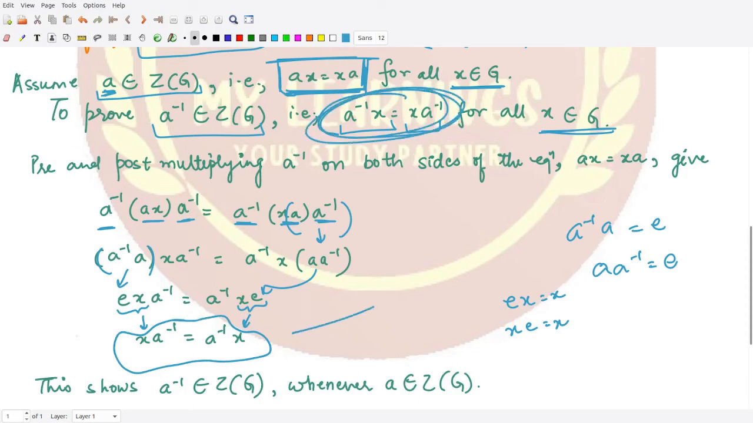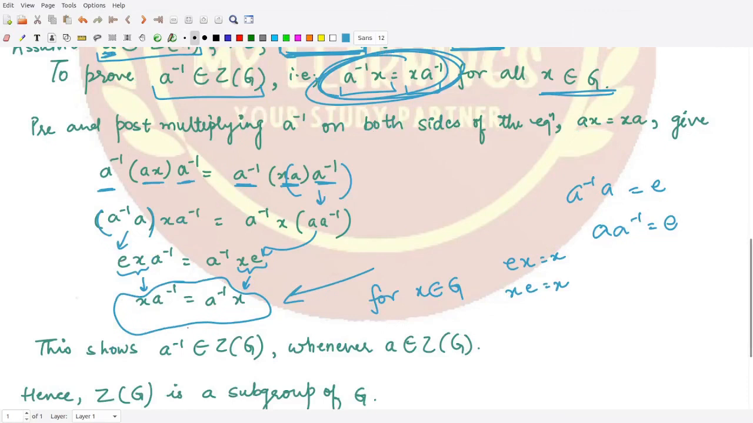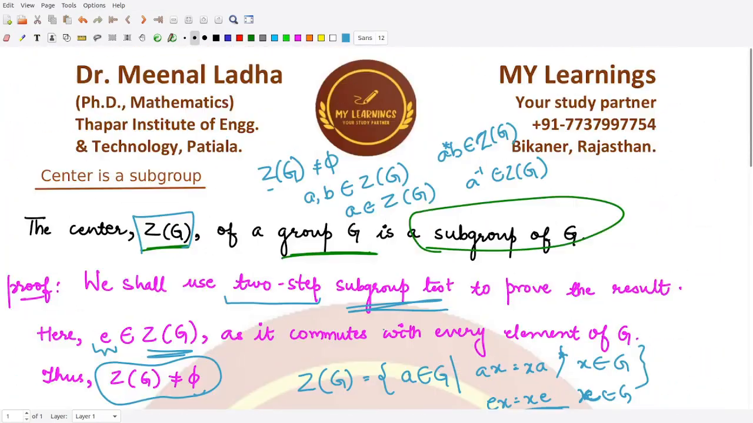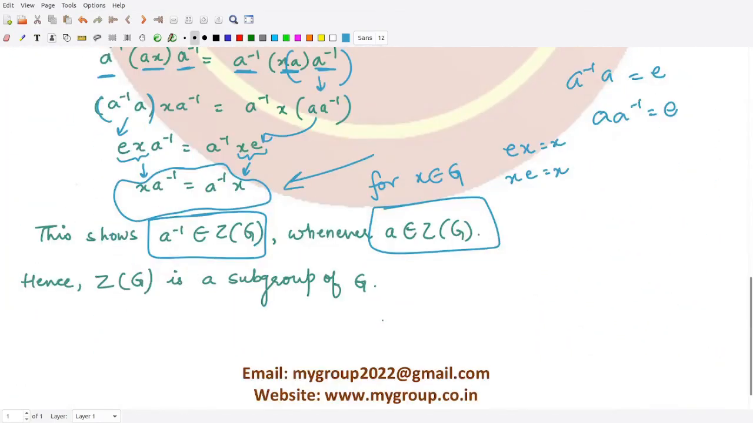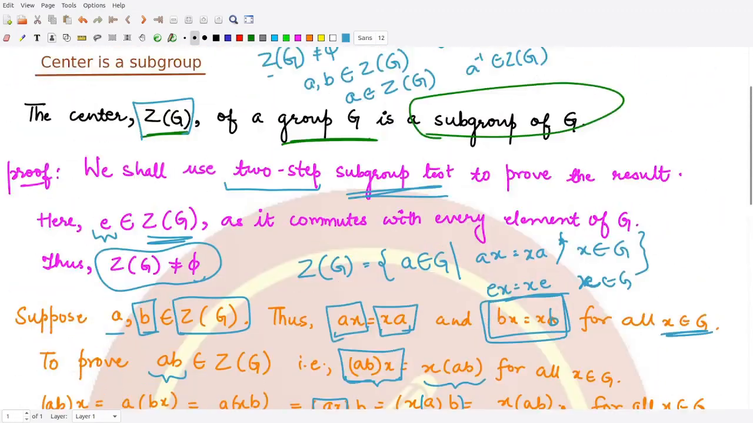This implies that A inverse commutes with all those elements X such that X belongs to G. So A inverse commutes with every element X of the group G. That means A inverse belongs to the center of the group whenever A belongs to the center of the group. And this is what we wanted to prove. So according to the two-step subgroup test, we have proved that the center of any group G is a subgroup of the group G. I hope you understood this property and its proof.